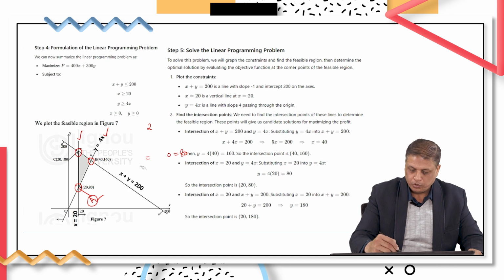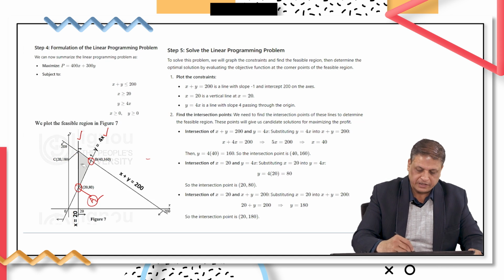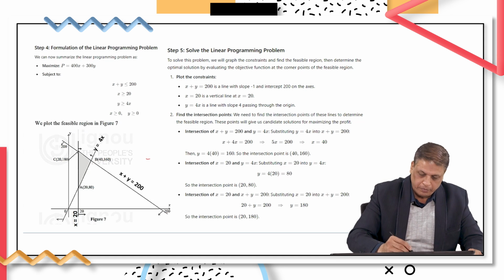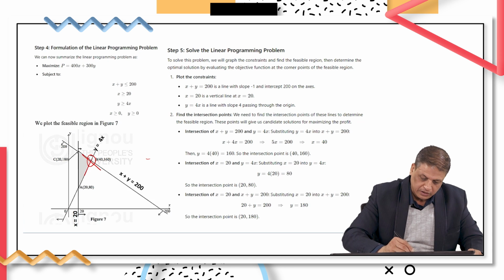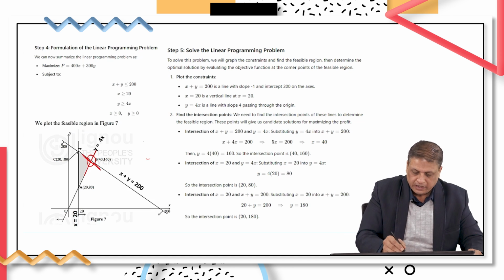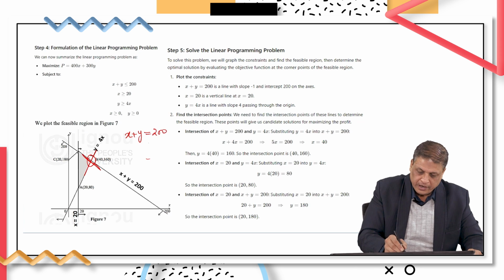Similarly, you are supposed to find the other points of intersection. Likewise, point B will be the intersection of this line and this line, that is x plus y is equal to 200 and y is equal to 4x. So, substituting y is equal to 4x in this, you get 5x is equal to 200.